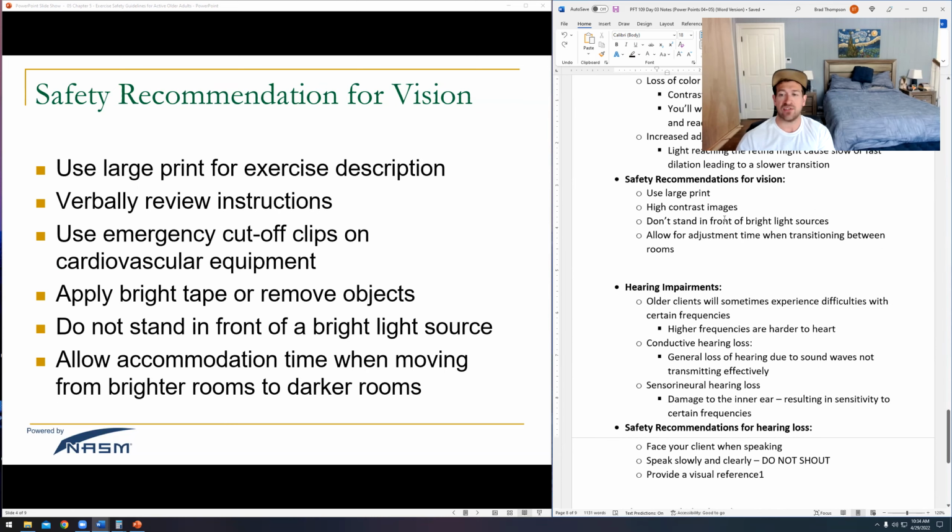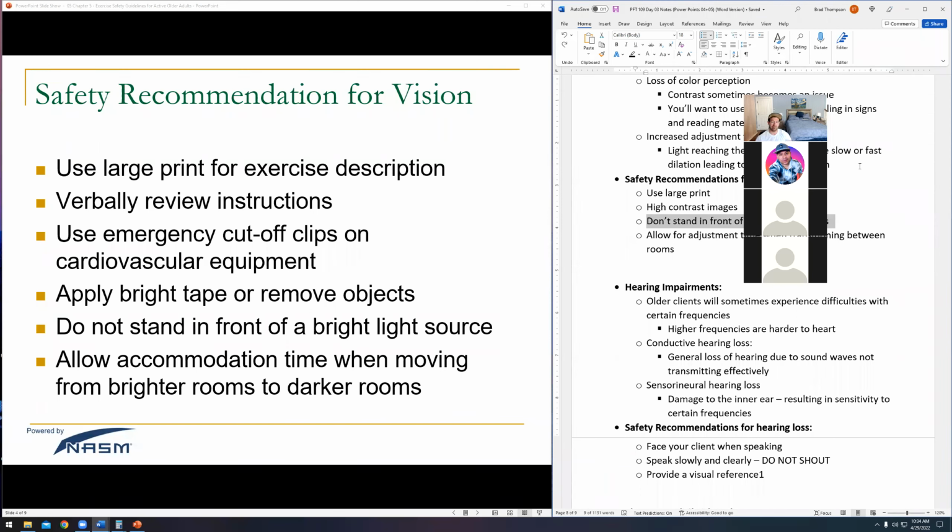So again, safety recommendations: use large print, use high contrast images. And be aware, don't stand in front of bright light sources. When I worked at this LA Fitness, it's the one that looked over the 101. You guys know that one in Universal City. It has a big circular area where they put all the pull up and lat pull down machines, which was cool looking and cool in theory. But if I was coaching my client and I stood in front of those windows, I was a morning trainer, so the light would be coming in right at that time. My client straight up couldn't see me. So if I was trying to demo and show them how to do something, they couldn't see. So just be aware of that.